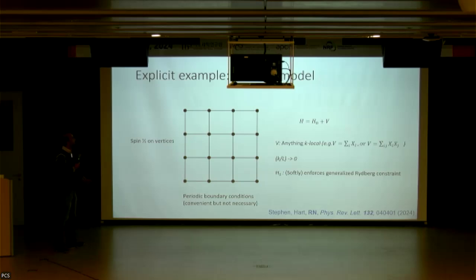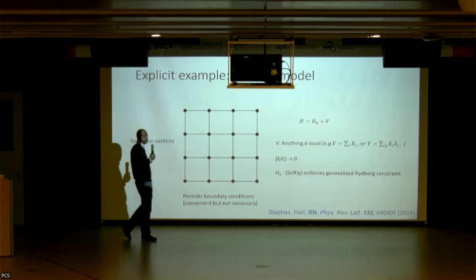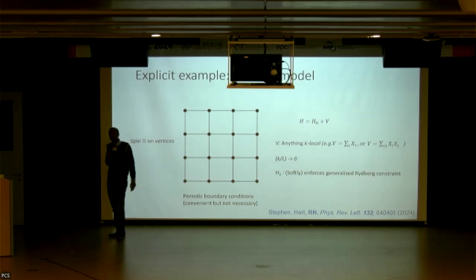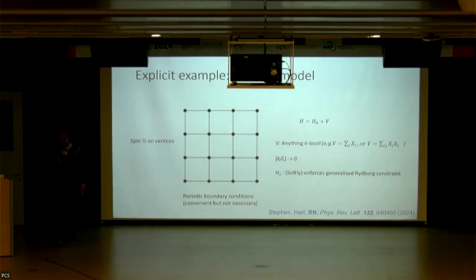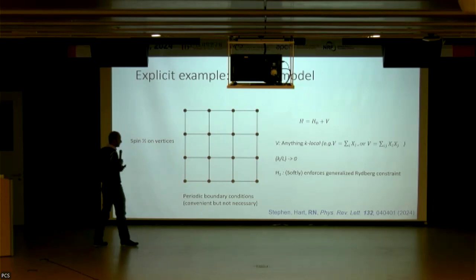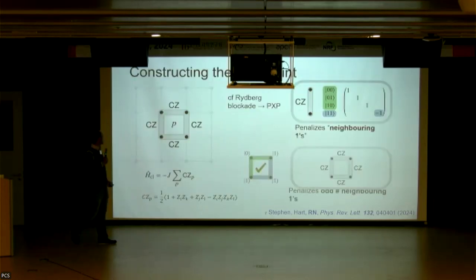So I'm allowed to perturb with non-local perturbations, and I assert that for arbitrary V, local, non-local, we don't care, this system will break ergodicity. This is a very dramatic claim, and obviously much is going to turn on what H0 is, and what H0 is doing is enforcing a generalized Rydberg constraint. H0 has the following form: it's a sum over all plaquettes, and on every plaquette we have this operator, control-Z plaquette. If you're from a quantum information background, then you can think of CZP as being the product of control-Z gates around the 4 links of an elementary plaquette.